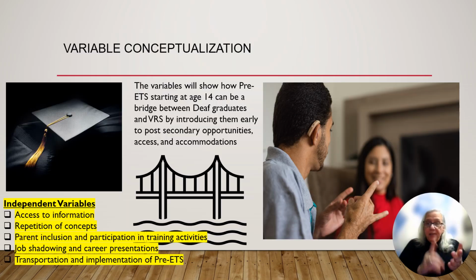This research design will look at the independent variables and how they are perceived and demonstrated for effectiveness or ineffectiveness by students, teachers, and other professionals in the pre-ETS and VRS process. These are the people who will be writing the IEPs, which are individualized educational plans.